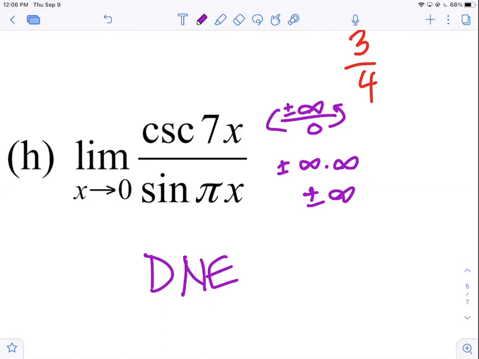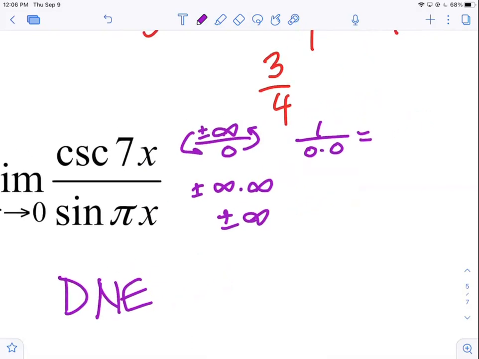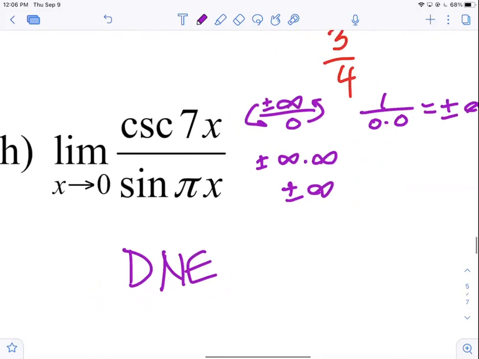Or you could bring the infinity to the bottom, and now what's the reciprocal of infinity? 0. And now you'd have 1 over 0. What's 1 over 0 another name for? D and E, because it's some type of infinity. Non-zero over 0 means vertical asymptote. So that's probably how I would do it. The answer is D and E.